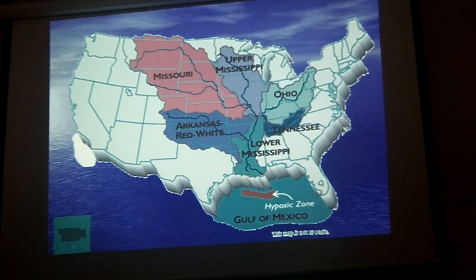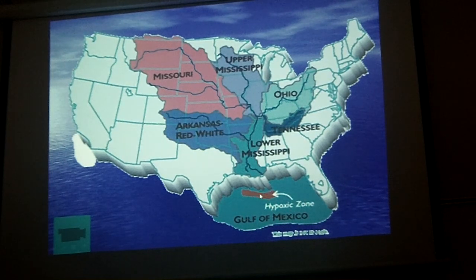Here is the Gulf of Mexico hypoxic zone. So this is an area in the Gulf of Mexico where the amount of oxygen in the water is extremely low. Hypoxic means low oxygen. Hypo means under. Y'all know that term, hypo? Like a hypodermic needle goes under the skin. Hypoxic is low oxygen. And look at this huge area.